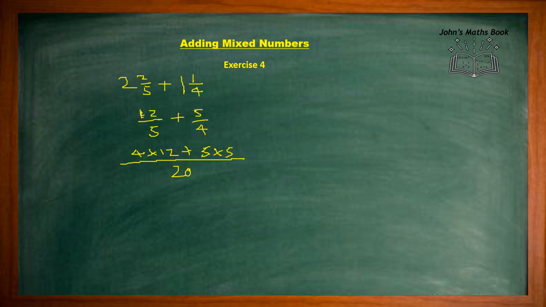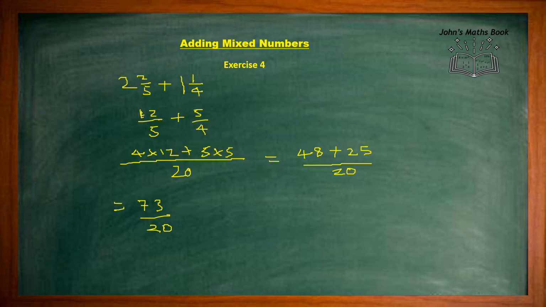If we write this over here, that will equal 4 times 12 is 48, plus 5 times 5 is 25, divided by 20. So 48 plus 25 is equal to 73 divided by 20. So that's an improper fraction.